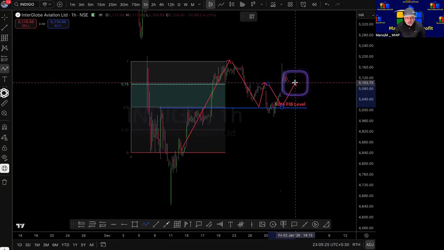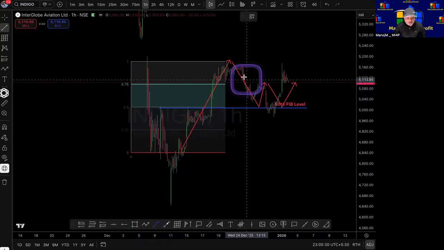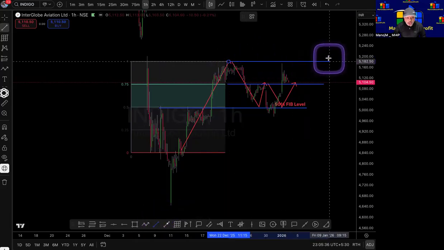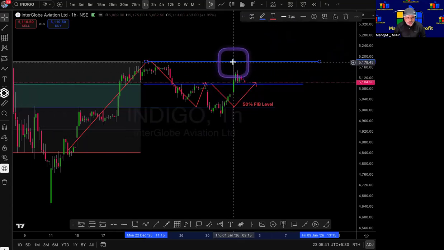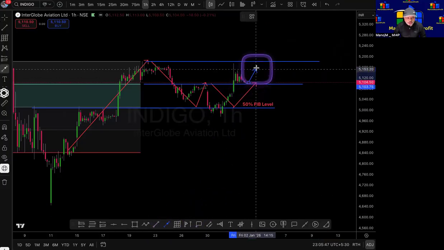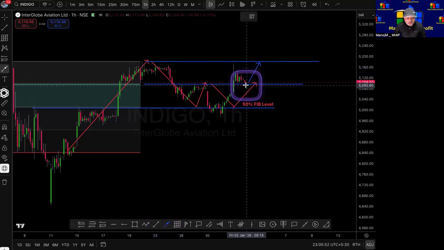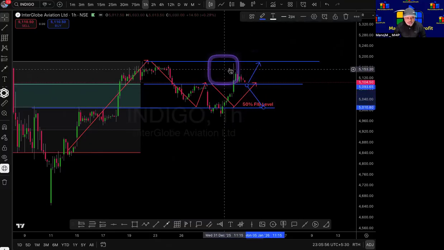Now, once it's broken out of that 50% level, what do you expect? You expect it to go to the swing high, right? What did it do? It went to the swing high. It's come back down again to the 50%. And now I can expect it either to go back up, right? Or I can expect it to again break down and then approach this level of 5,010.